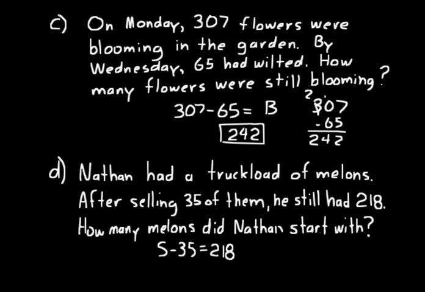Now remember what to do on a problem like this. When you're trying to find the bigger number, you add the other two together. You add 218 and 35. So 8 and 5 is 13. Carry 1. 3 plus 1 would be 5. 253 is the number of melons to start with, 253. Just think about that. Does that answer make sense? How many did he start with? Well, yes, that's the biggest number that we have there, so yes, that does make sense that he started with 253.